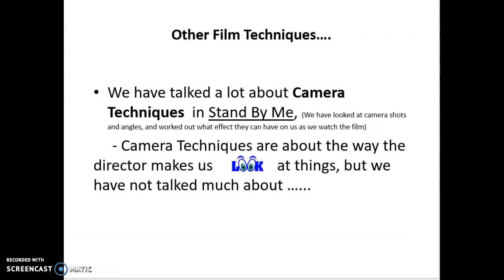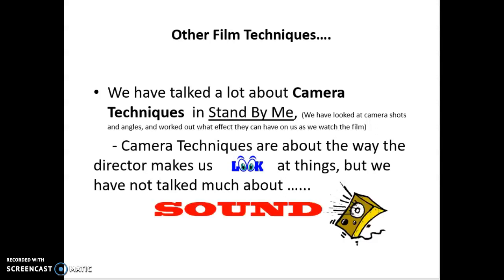Now, we're going to move on to other film techniques, because we've talked quite a lot about camera techniques in Stand By Me. We've looked at camera shots and angles and movements just now, and we've worked out a little bit about what kind of effect those particular shots can have on us as we watch a film. So camera techniques are about the way the director makes us look at things, but so far we haven't talked much about something else which is very important, which is sound.